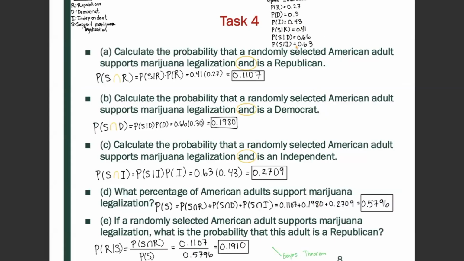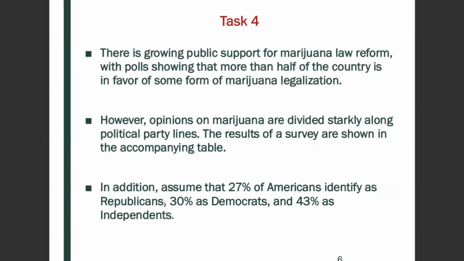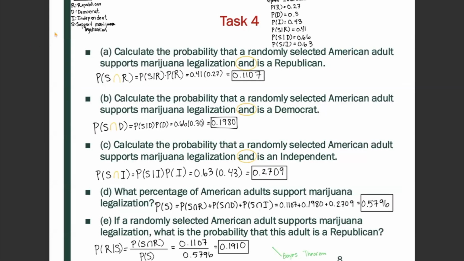So here I listed this under the given information, and then I also included in the given information the probability that someone's a Republican, Democrat, or independent that was given here. And the events are defined on the left here. So R is Republican, D is Democrat, I is independent, and S is support marijuana legalization.